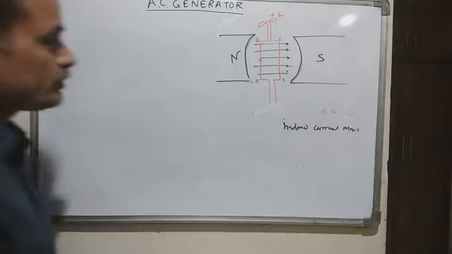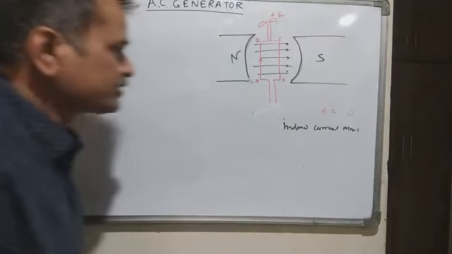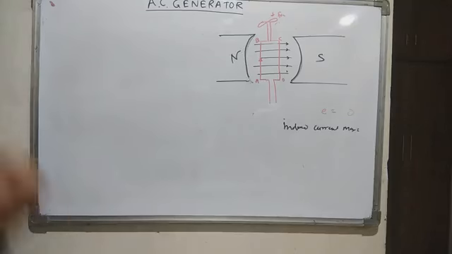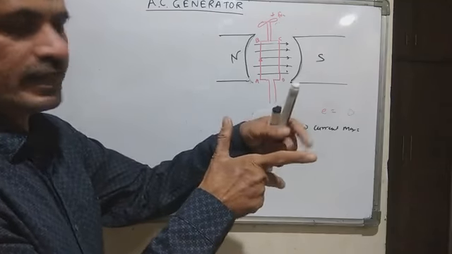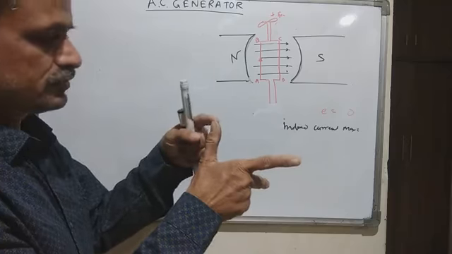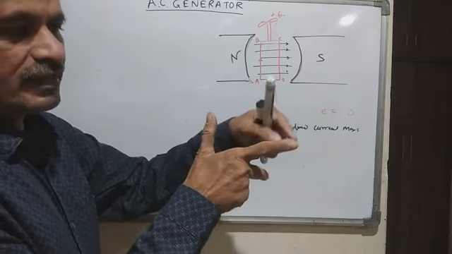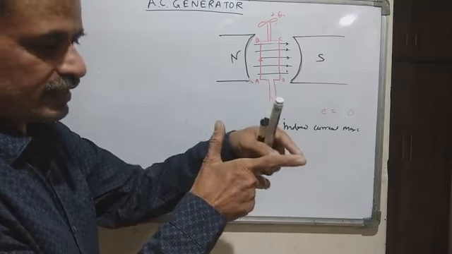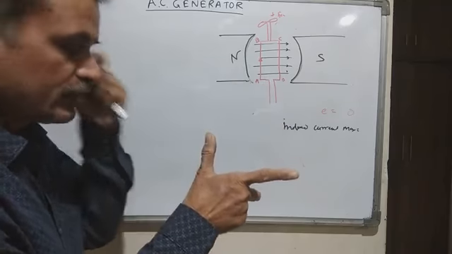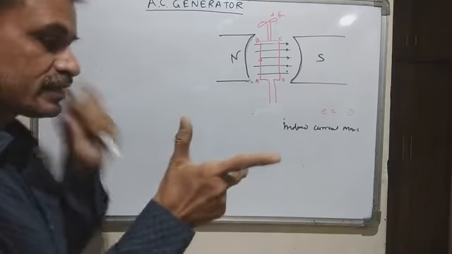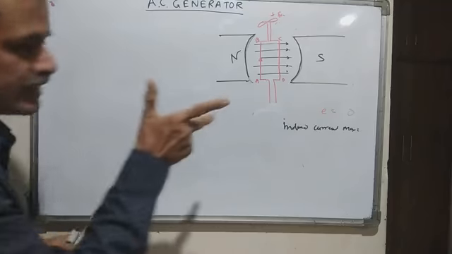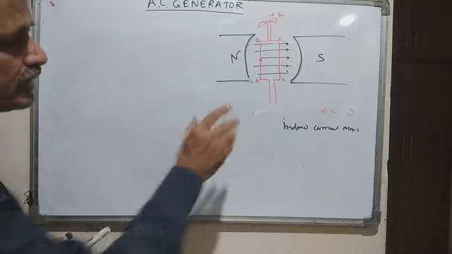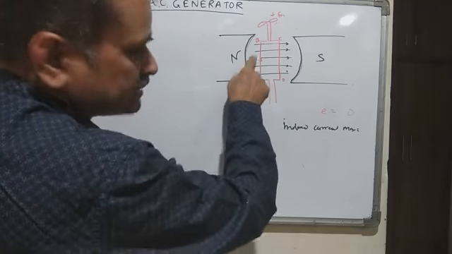Now there is one interesting phenomenon which happens here, by Fleming's right hand rule. This is the field, and this is the force. This finger points toward the field, and this is the direction of the force. Then the direction of the current will be like this. This middle finger will show the direction of current. That means if I rotate the coil like this, the current will flow in this direction.